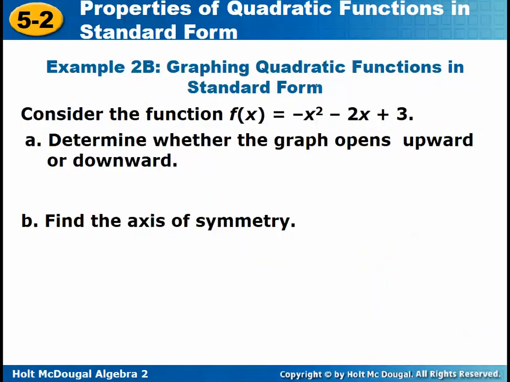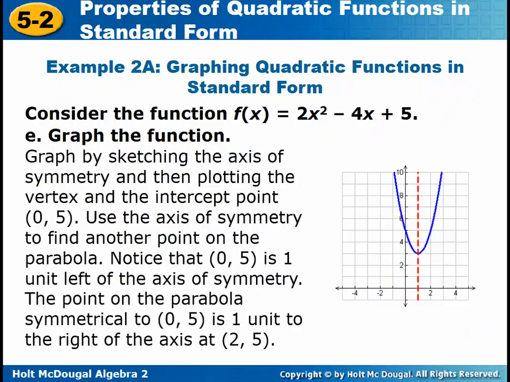Okay, here is a function. Here, let me just go back to this real quick. The axis of symmetry was x equals 1. Yep, that matches. The y-intercept is 5. I didn't mention that.